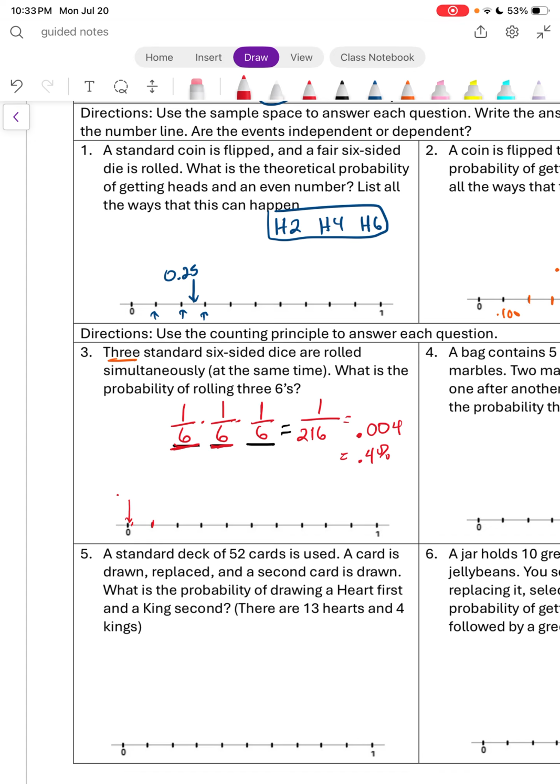So 0.004. Again, if you write that as a fraction, that's 4 thousandths. That means if you conducted this experiment and you rolled 3 dice 1,000 times, only 4 times out of those 1,000 will this probably happen.